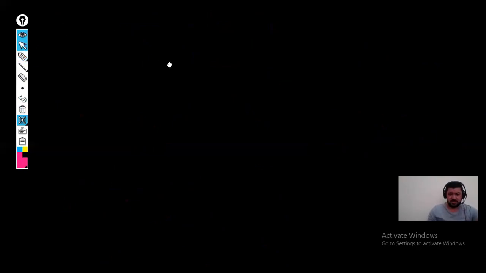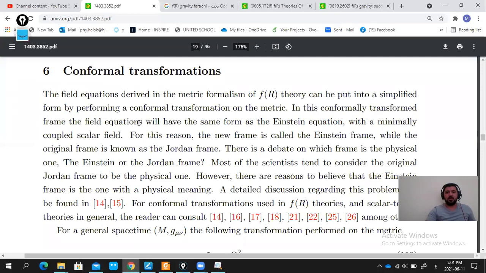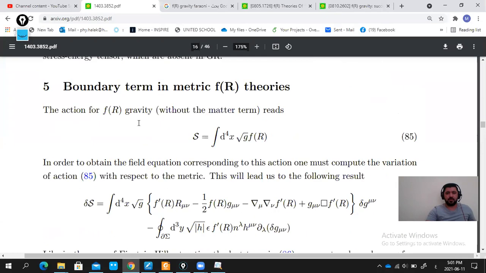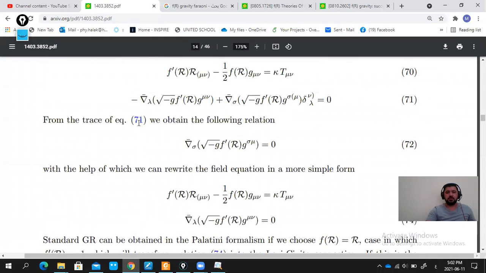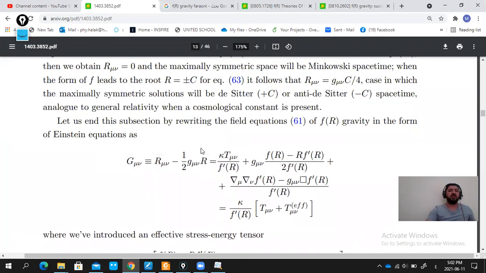But today, the main topic is the conformal transformation. What is the conformal transformation? Let me just check this one. This is about the Palatini formalism here, but I said we didn't want to talk about the Palatini formalism.